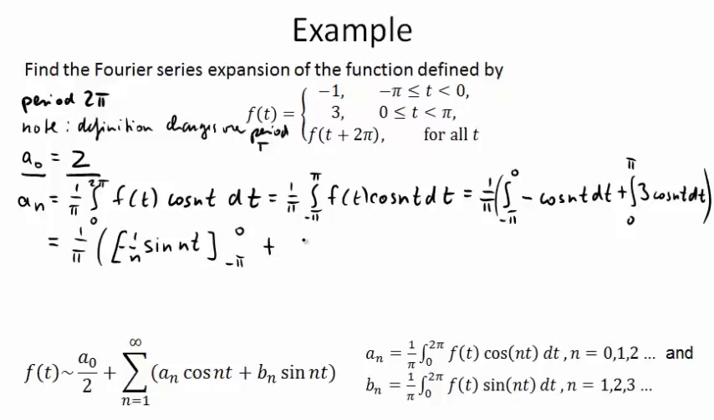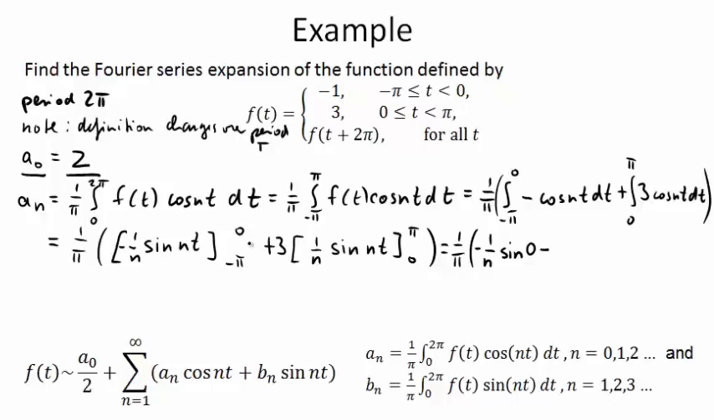And for the second integral, we've got 3 cos nt, so I might as well take the 3 outside. The antiderivative of cos nt is then 1 over n sine nt, and the limits are from 0 to pi. Now let's evaluate this. We get 1 over pi. If I sub in 0, I get minus 1 over n. This is actually sine 0n, so sine 0.